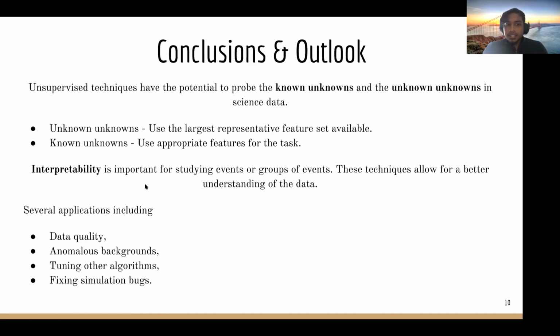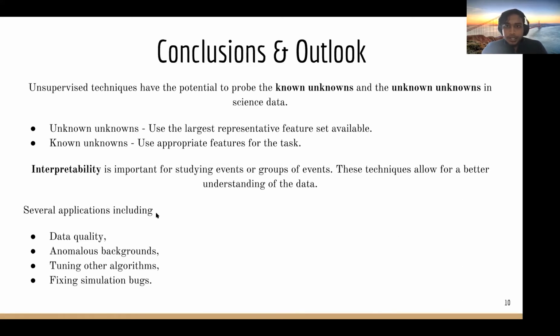The second point is that interpretability is extremely important for studying events and groups of events, especially if, based on the output of these algorithms, you're trying to formulate a cut to discard some events. The justifications for a cut using machine learning understandably have to be extreme. So you have to have a very, very clear understanding of what you're cutting. And interpretability in the case of the isolation forest goes a long way in giving you that.